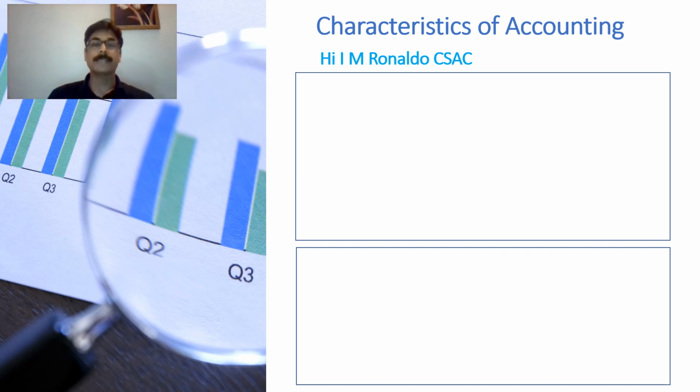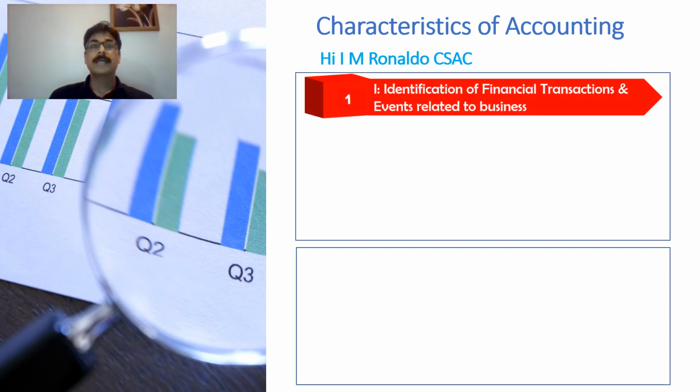The first alphabet is I. So I stands for identification of financial transactions and events related to business. So please note, what I'm saying is the transaction has to be related to the business. We try to understand this with the help of an example.